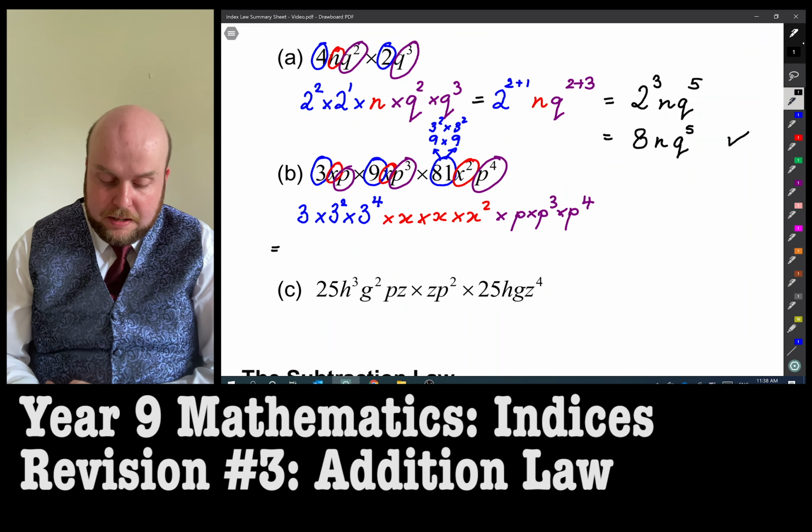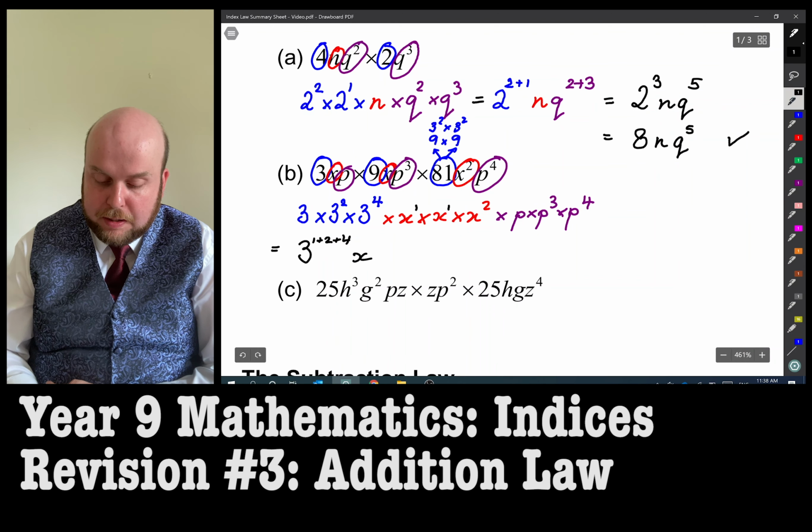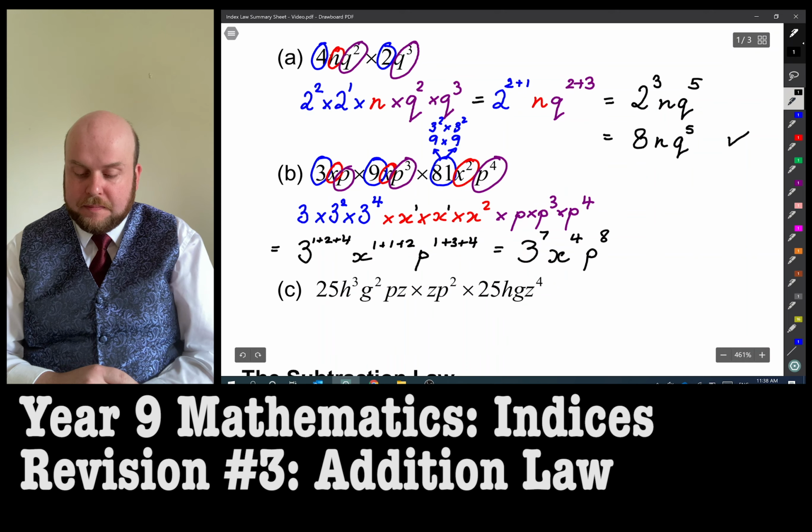So my answer here would be 3 to the power of 1 plus 2 plus 4. X to the power of, remember those will have 1s in there, 1 plus 1 plus 2. P, 1 plus 3 plus 4, which gets me 3 to the power of 7, x to the power of 4, and p to the power of 8.